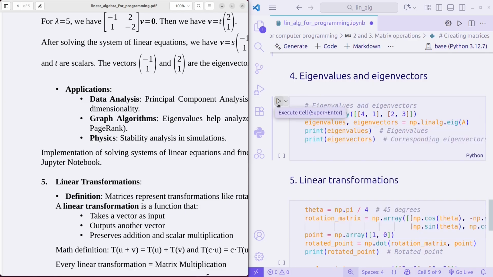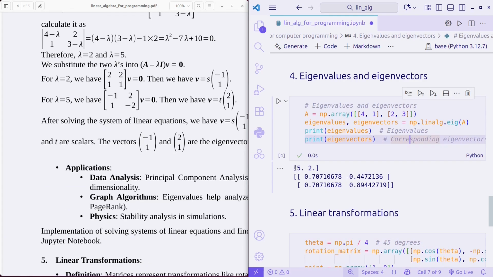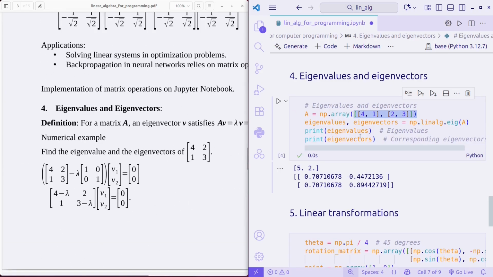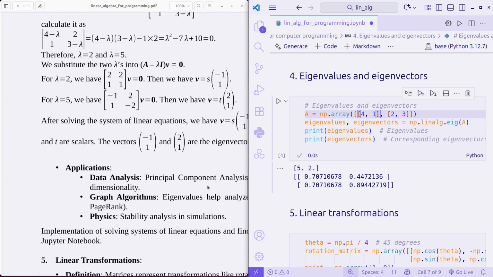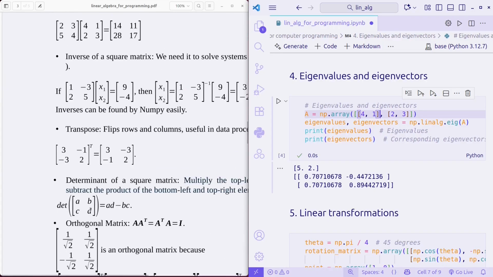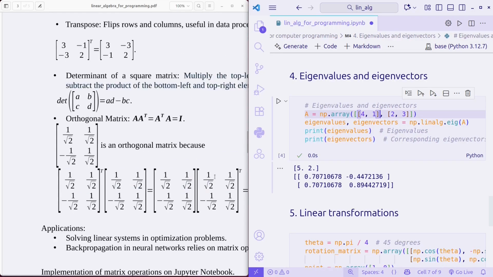So let me run it. So when we find the eigenvalues, I have 5 and 2, okay? So this matrix is not the same as the one in the notes, because you can see that 4, 1 becomes the first row and 2, 3 becomes the second row, okay? So it is not the same as that one. But by using the AD minus BC equation, I'm still able to get the same eigenvalues, okay?